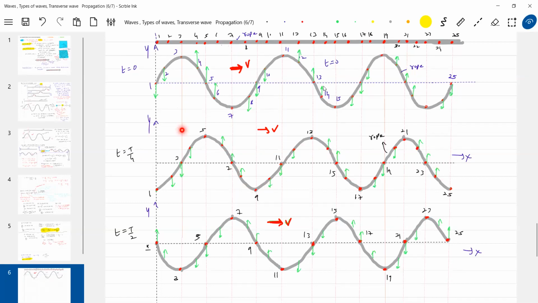So what is the YX graph? If you see the YX graph at any time t, what is it? It is the shape of the rope at any time t. Getting the idea? So the YX graph at any time t will give the shape of the rope at any time t. This is a very, very important conclusion. So what is the conclusion I can make?